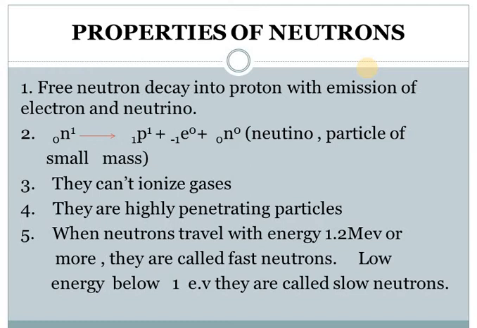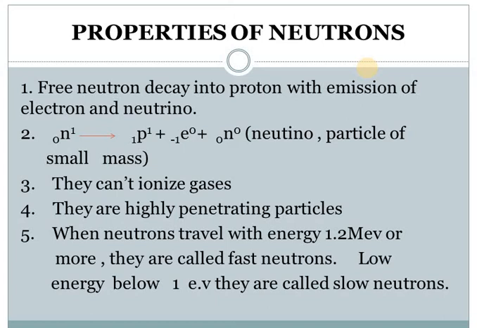Fourth point is they are highly penetrating particles. This can be one of the objectives also, that neutrons are dash penetrating: high penetrating power, low penetrating power. All these things can come in your objectives as well as your short questions that explain why. So whatever is present in your book, you have to learn it and give reasoning so that when you have to write it, you can write it easily.